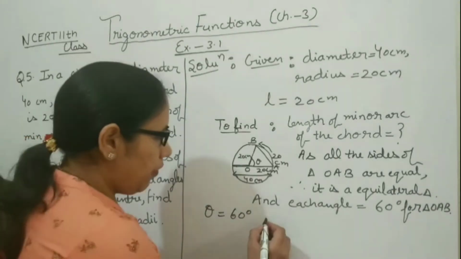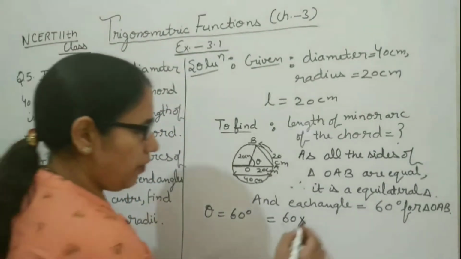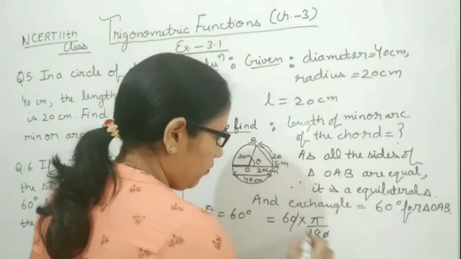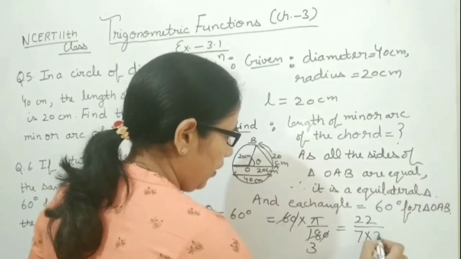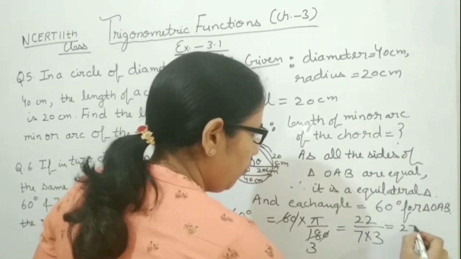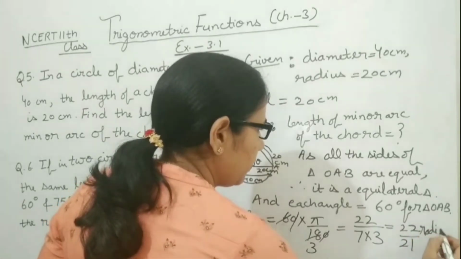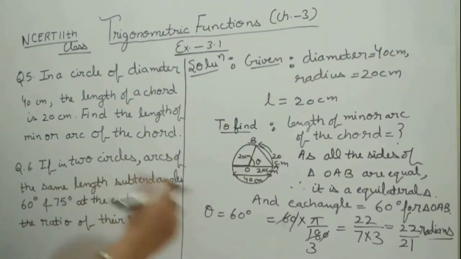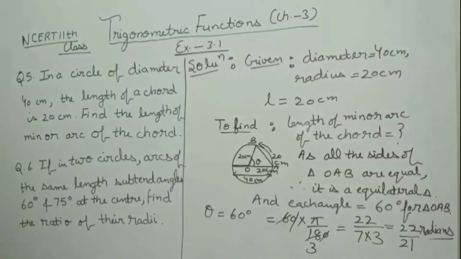Now convert it into radians. For radians we have to multiply it with pi over 180. So 6 threes are 18, means 22 by 7 into 3, or 22 by 21 radians. Clear? Now we have to calculate the length of the minor arc of the chord.